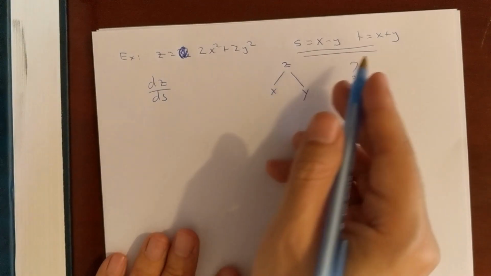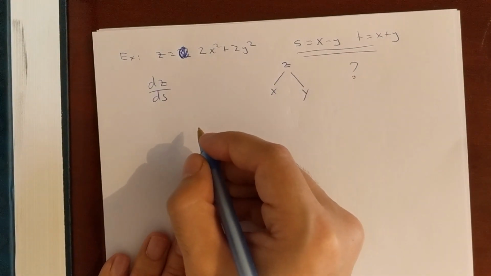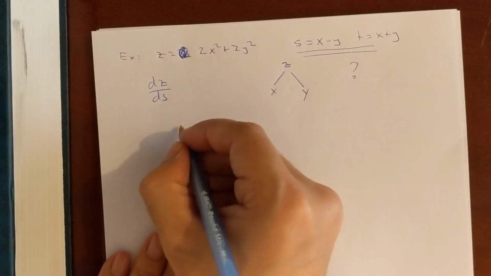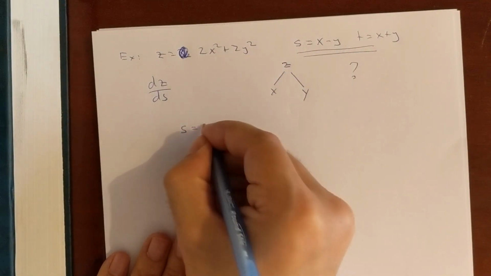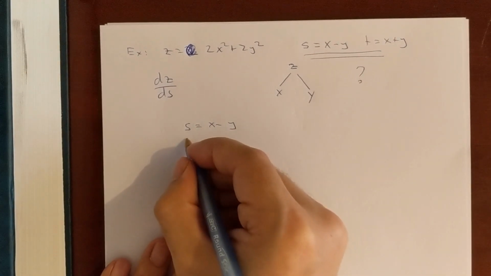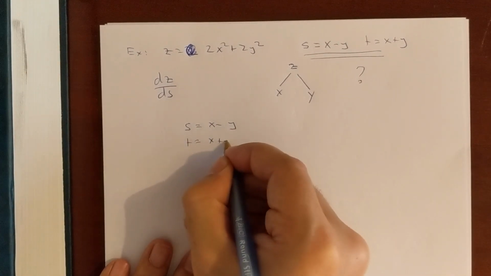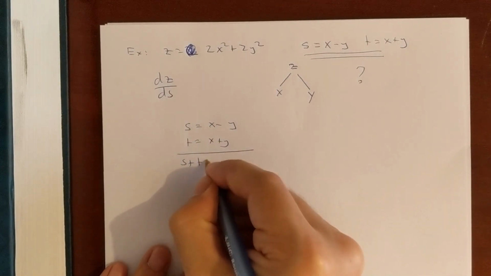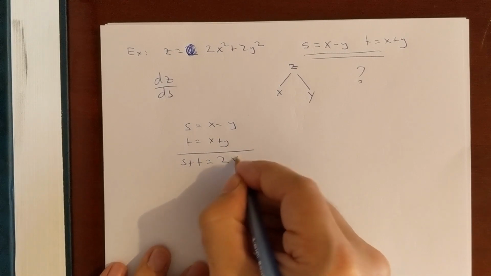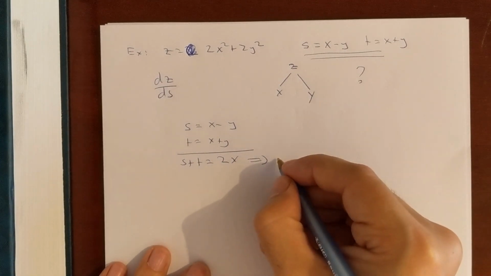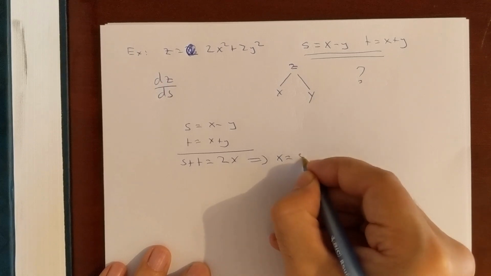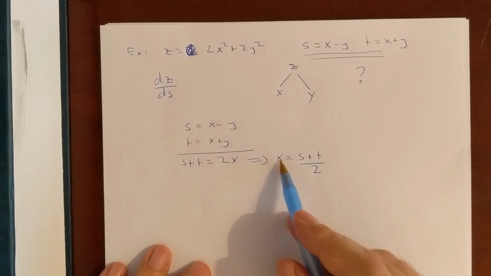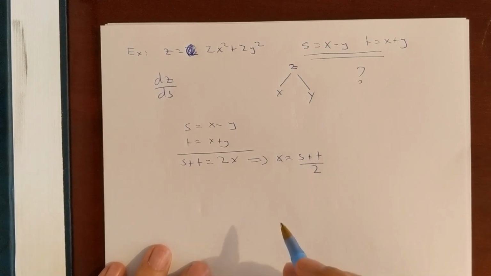So look at it. If I add these two functions together, s is equal to x minus y, and remember t was equal to x plus y. So if I add these up, what I should get is s plus t is equal to, the y's cancel, and you get 2x. Well, now I can do x is equal to s plus t over 2. So this is nice because I got x now in terms of s and t.